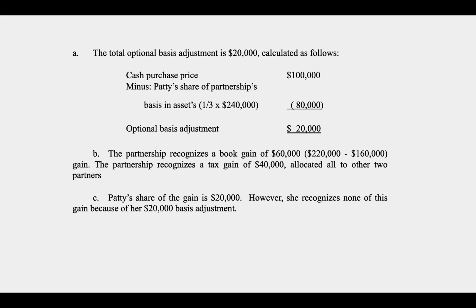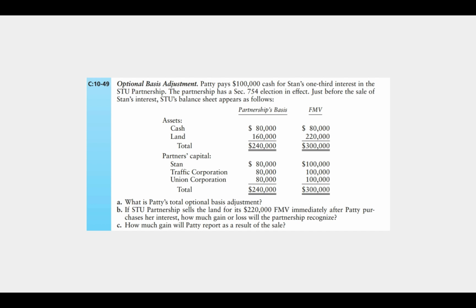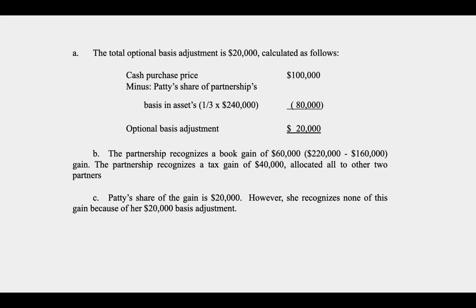So in Part B, if STU Partnership sells the land for $220,000 immediately after Patty purchases her interest, how much gain or loss will the partnership recognize? Okay, so for book gain, the partnership has a basis in the land of $160,000 and they sell it for $220,000. So they have a $60,000 gain in the land. However, the partnership is only going to recognize a tax gain of $40,000 because of the $20,000 basis adjustment. So that $40,000 gain is going to be allocated to the two other partners, not Patty, because of this Section 754 election.